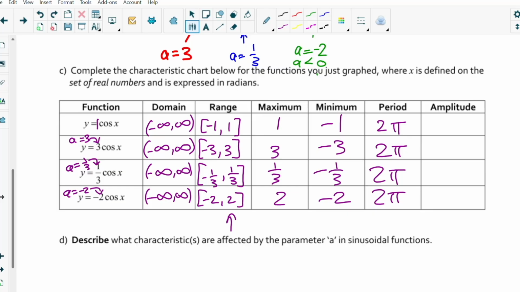Okay, amplitude. What do we define amplitude as? This is the last part. It is the maximum vertical distance the graph of a sinusoidal function varies above and below the horizontal central axis of the curve.